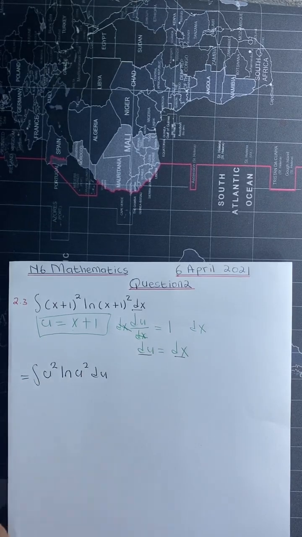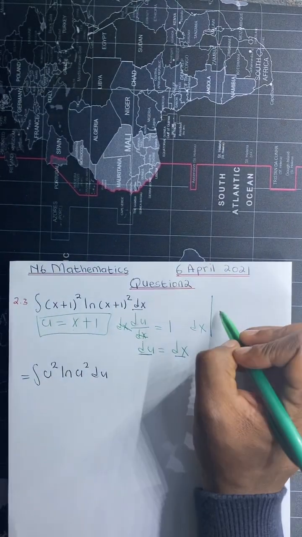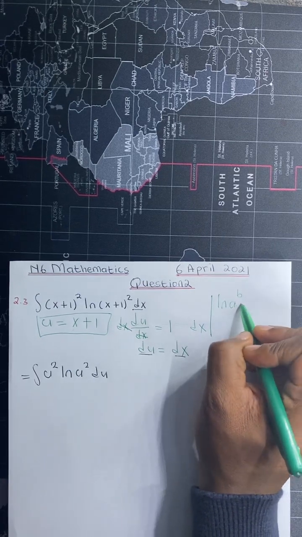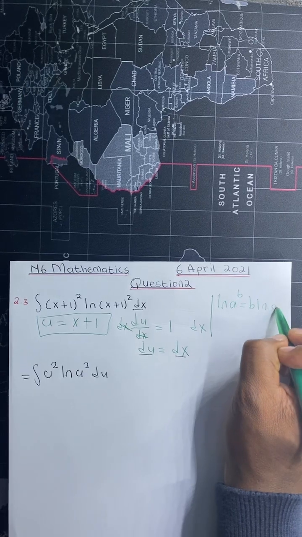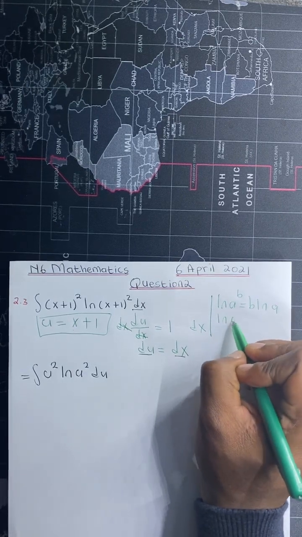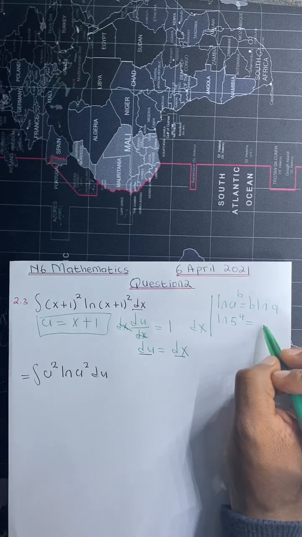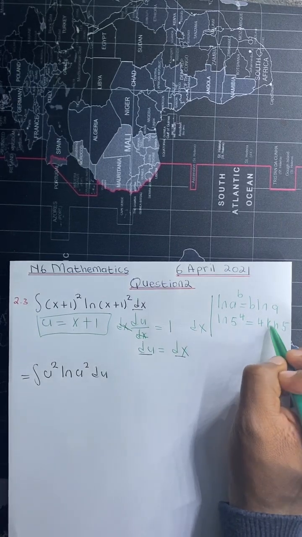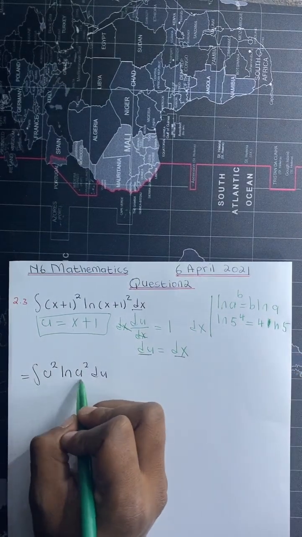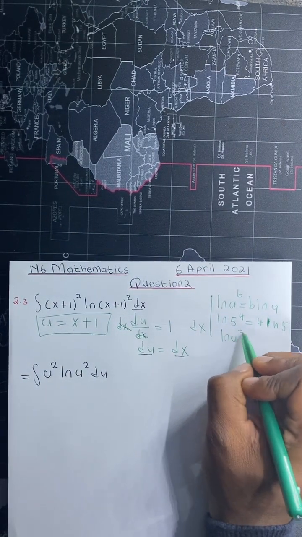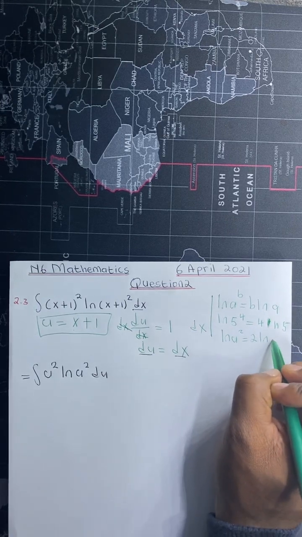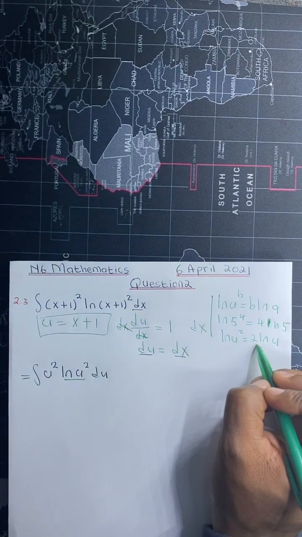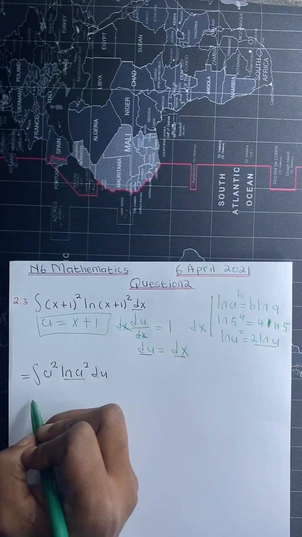But before we do that, we know from our logarithmic laws that ln of a raised to the power b is equal to b ln a, and if we have ln of 5 raised to the power 4, this is just the same as 4 ln of 5. And in our case we have ln u squared, so ln u squared will just be the same as 2 ln u. So in the place of ln u squared we will substitute 2 ln u.